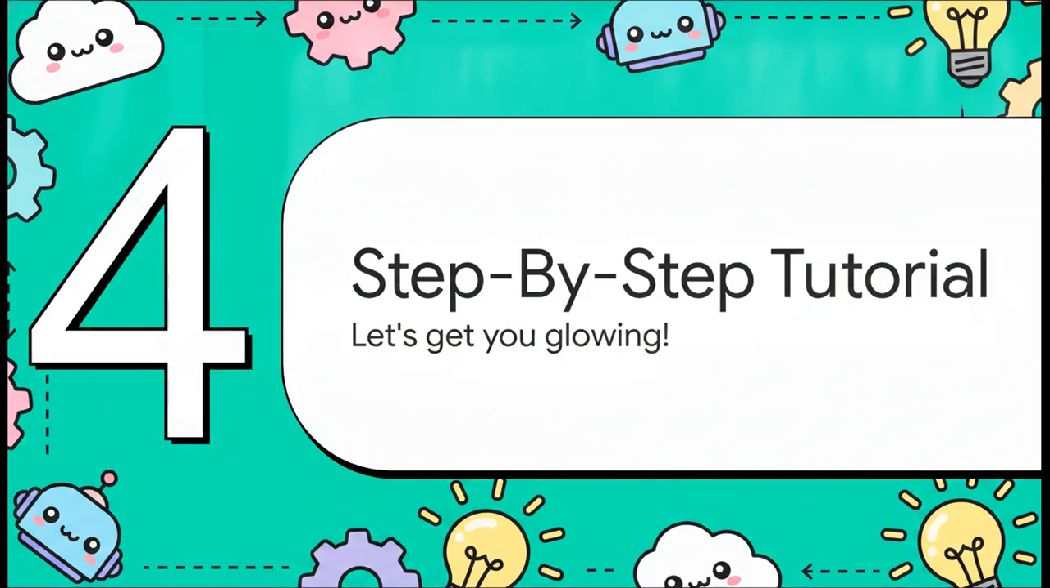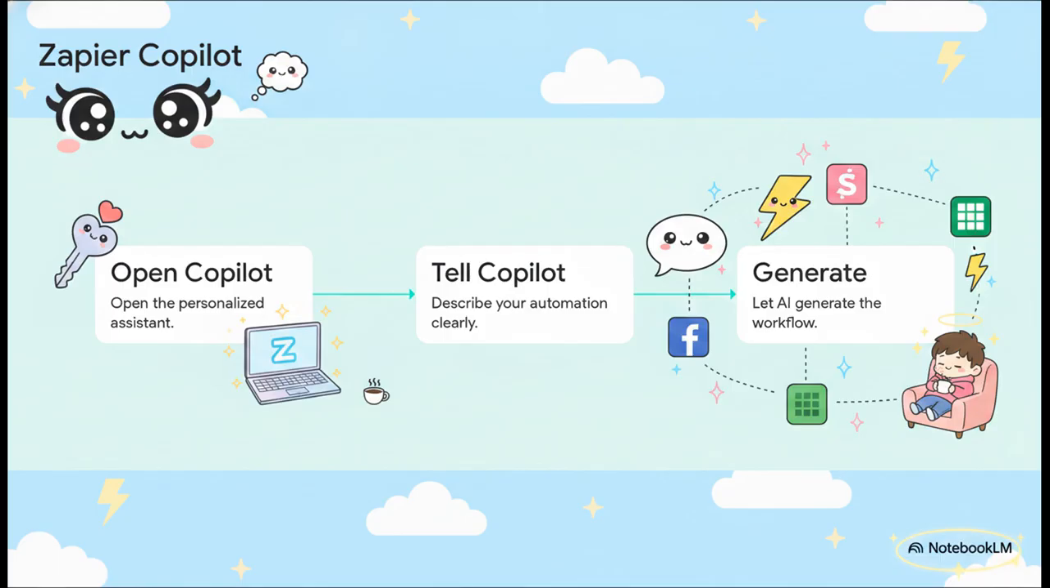Let's get you glowing. I am shifting into do mode right now to show you exactly how to build your very first AI automation without touching a single line of scary code. I want you paying close attention to the details here. Let's start with method 1, using Zapier Copilot. This is pure magic, honestly.